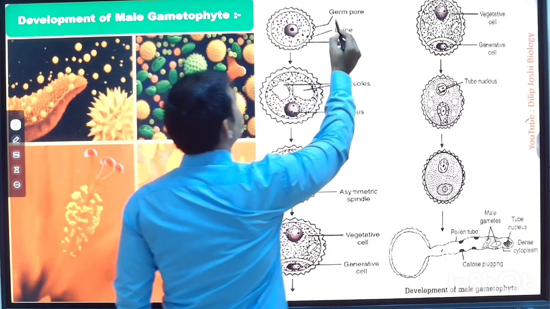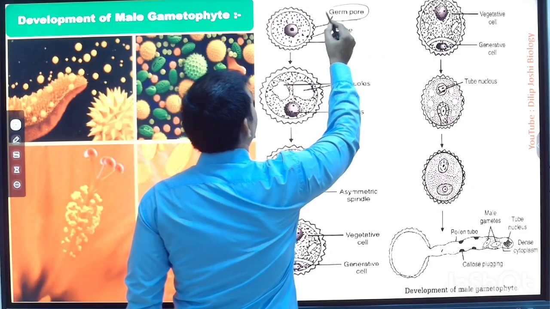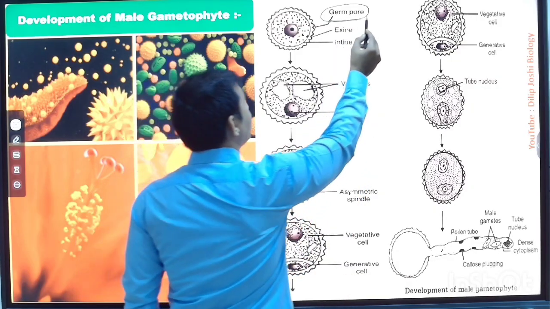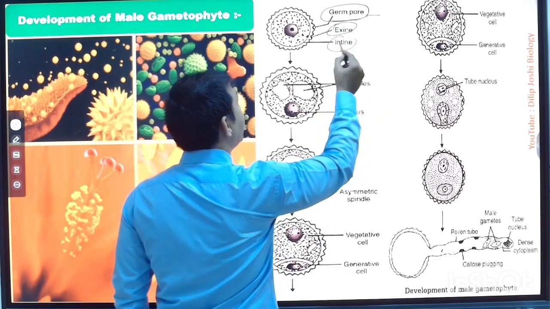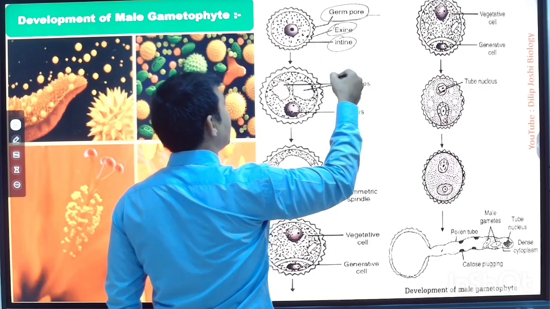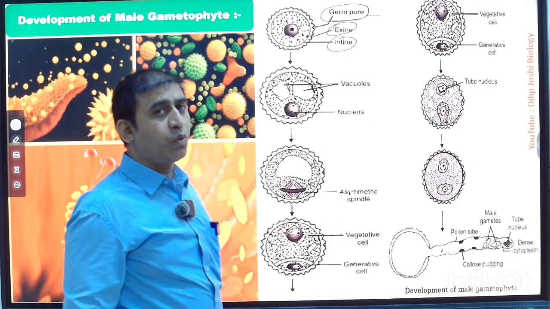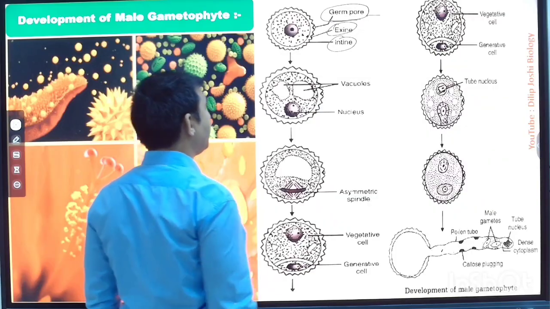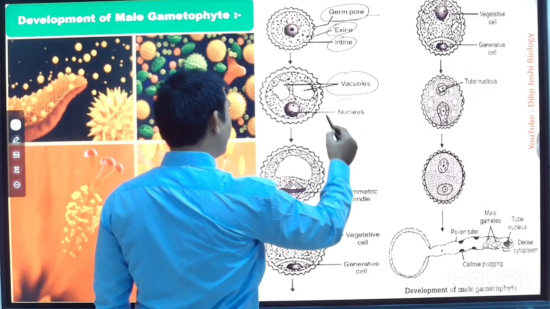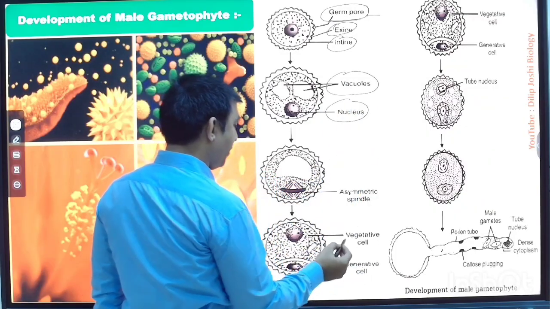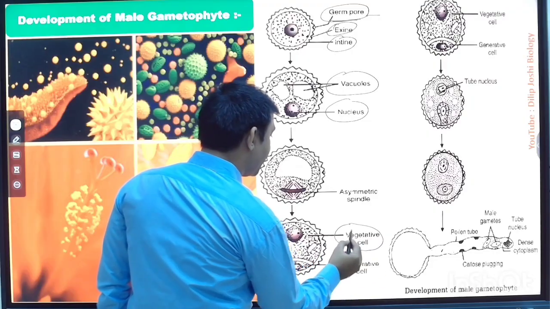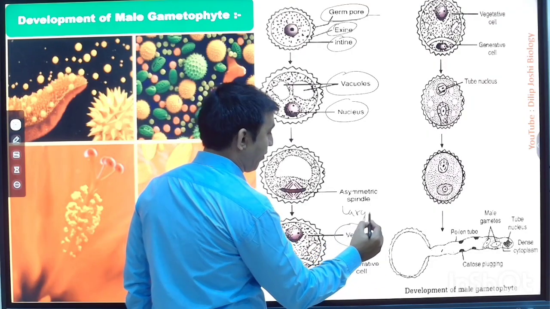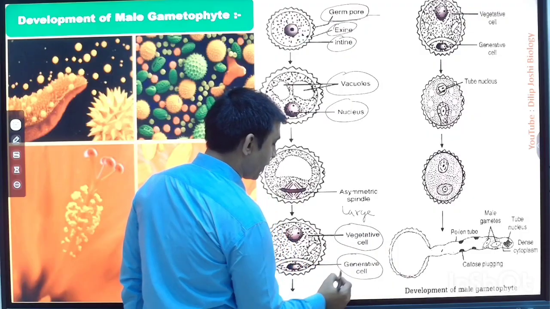So here we can see the germ pore is present. The information about the germ pore I have already given. This is the pollen grain which has a germ pore, then exine. So after mitosis, it will produce two cells, because in mitosis we know it is equational division. Vacuolar nucleus is there. Then it will produce two cells, one is the vegetative cell which is large. This cell is large and this one is a small cell.